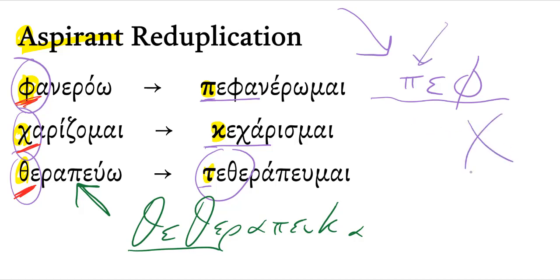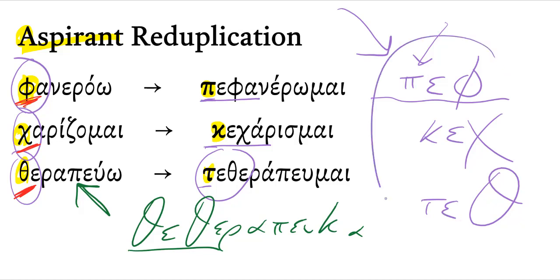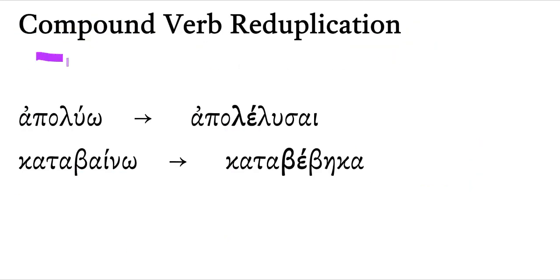If a Greek verb begins with a chi, it's going to reduplicate with a kappa. If a Greek verb begins with a theta, it's going to reduplicate with a tau. So when we see these things, we realize that's reduplication. Okay? All right. What about if it's a compound verb?